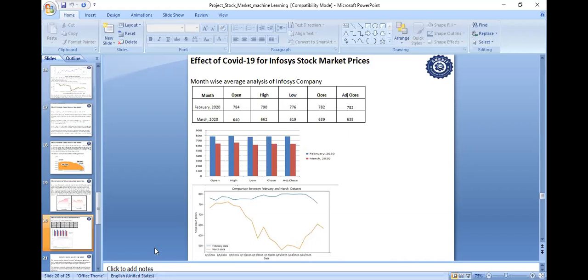Here you see a graph. The blue depicts the February data and the yellow depicts the March data. You can see how it dipped in the March data due to the effect of COVID-19. In March, the market nearly collapsed.